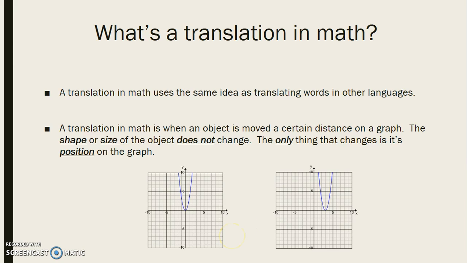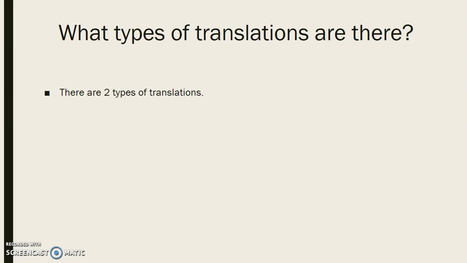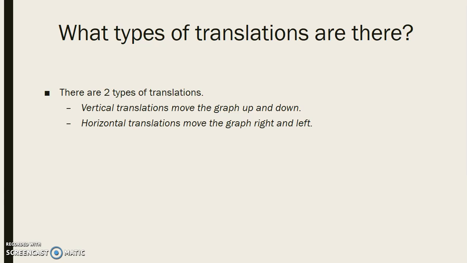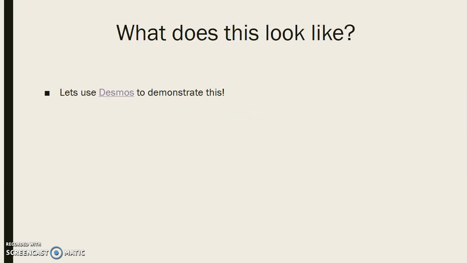It still looks exactly the same. It's the same size and the same shape. The only thing that changed was its position on the graph. We're going to talk more about this later. So there's two types of translations. The first is a vertical translation that moves the graph up and down. And the second is a horizontal translation that moves the graph right and left. Today we're only going to be looking at vertical translations and what that does to the graph and to the function.